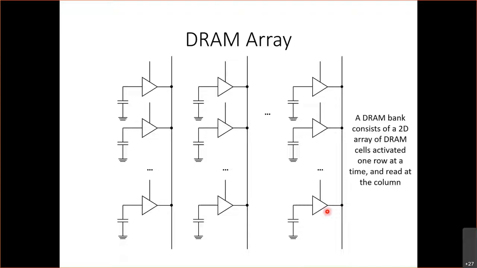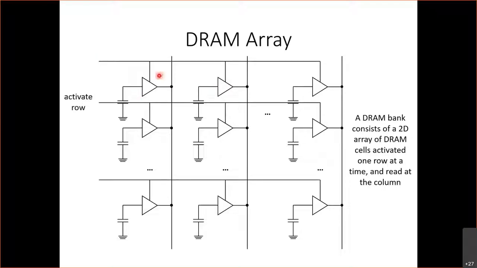At any point in time, we're going to activate one row in this DRAM array in order to read that row. For example, we have these lines that activate our three-state buffers. If I set this line to 1 and all the others to 0, these three-state devices will open, meaning you close the circuit, and then these capacitors will discharge, and we read these rows. If I set this row to 1 and all the others to 0, then this row of capacitors will discharge, and we are going to read one bit from each column. So this is how DRAM works.